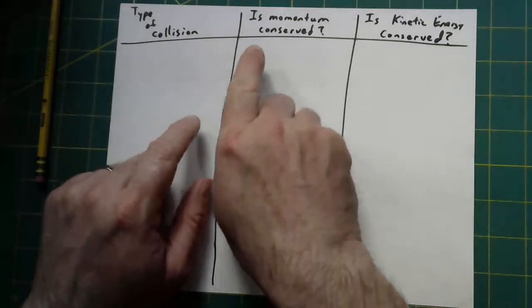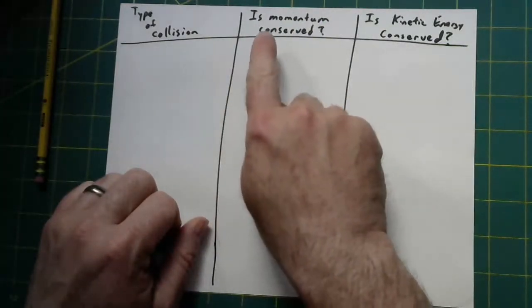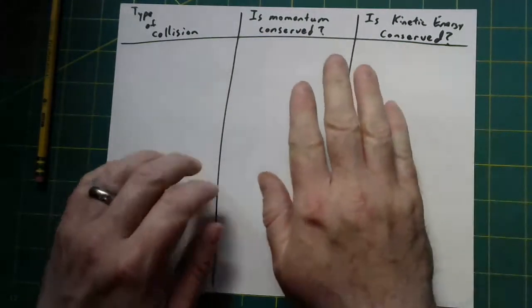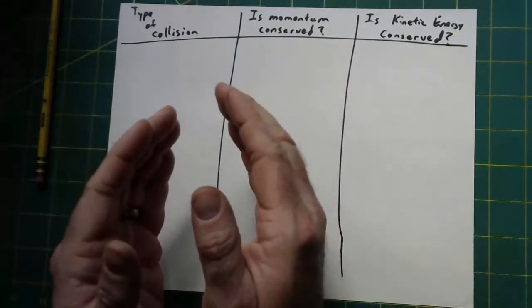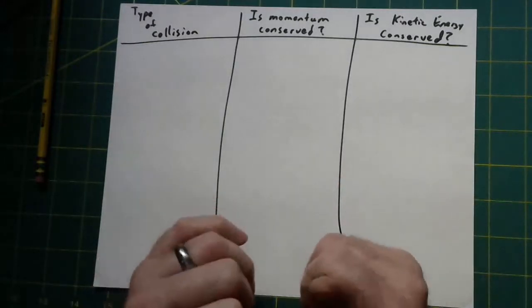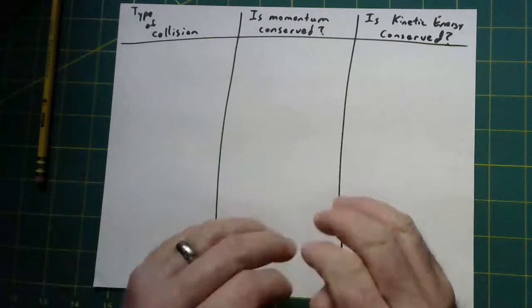The questions we're going to be asking to tell the different types apart are, is momentum conserved and is kinetic energy conserved? Again, if something is conserved, it means the amount you have at the start is equal to the amount you have at the end, that we haven't created or destroyed any or transformed it into other types. Whatever we have at the start is equal to whatever we have at the end.